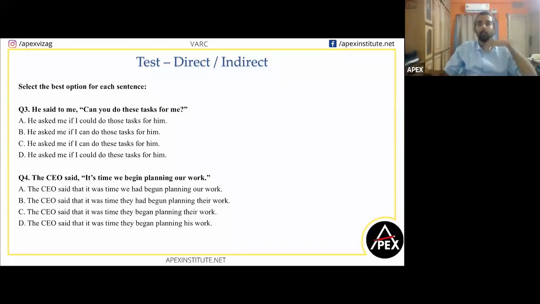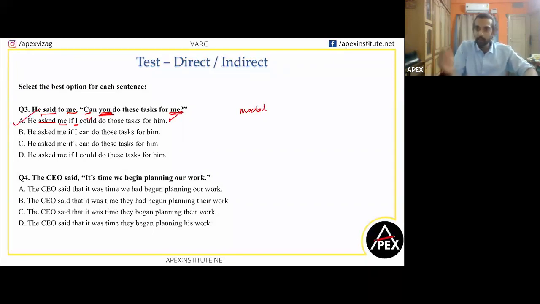Right. So what's the first answer going to be? The first answer, I think, is option 1, because I was solving these things too. He said to me, can you do these tasks for me? So what will be the thing? He asked me, because said will change into asked. He asked me if I could, because it's you, so I. And can will become could. This is the modal. If I could do these tasks for me is again becoming him. So the first one is the right one.